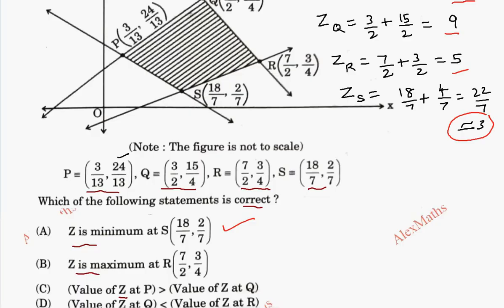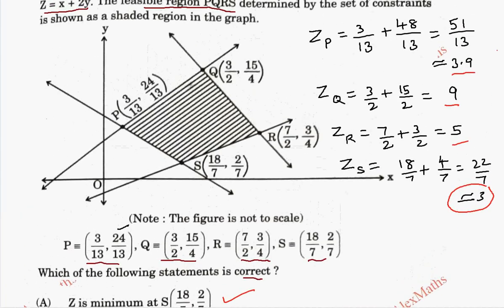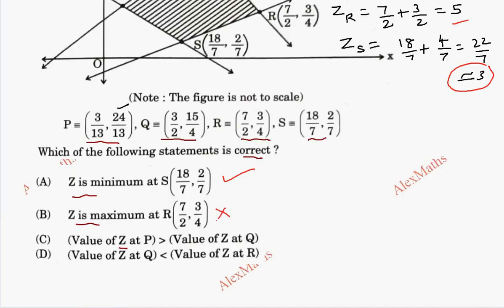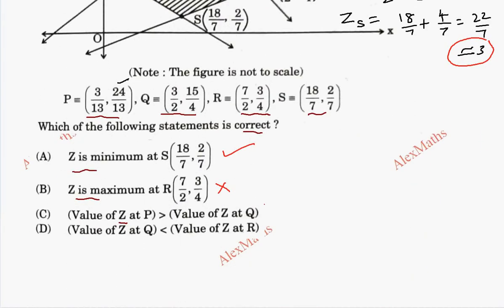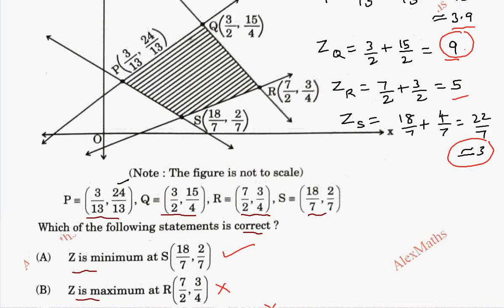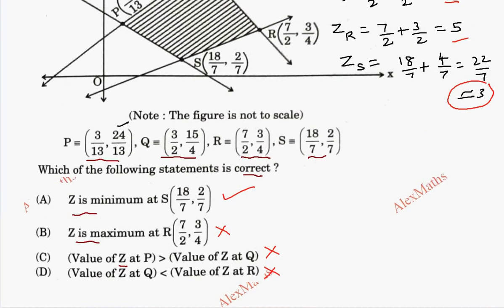Let's cross check whether the other options are wrong or not. That is maximum at R. That is not true because maximum is at Q. So this is wrong. Then Z at P is greater than at Q. So at P is 3.9, Q is 9. So at P is not greater than at Q. So this is wrong. Then Z at Q is less than R. So at Q is 9 and at R is 5 and Q is not less than R. So this is also not correct. So the correct is option A, which is that Z is minimum at S and the minimum value is 3 point something.